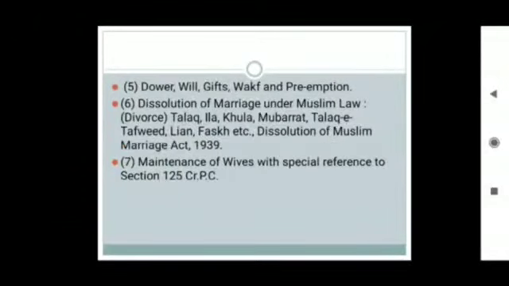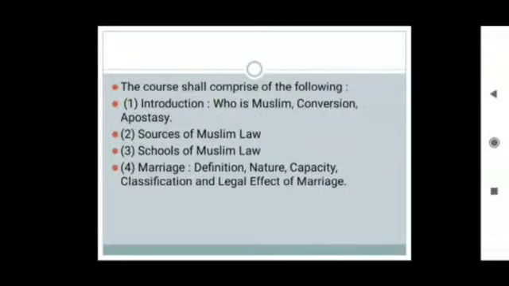Then in the fifth unit, we will deal with dower, will, gifts, waqf, preemption. Marriage will be a long unit. It will take time because we will be discussing all kinds of marriages, irregular marriage, remarriage, muta marriage, many kinds, and its nature and legal effect. So this will be an important unit and an important part of Muslim law, marriage.